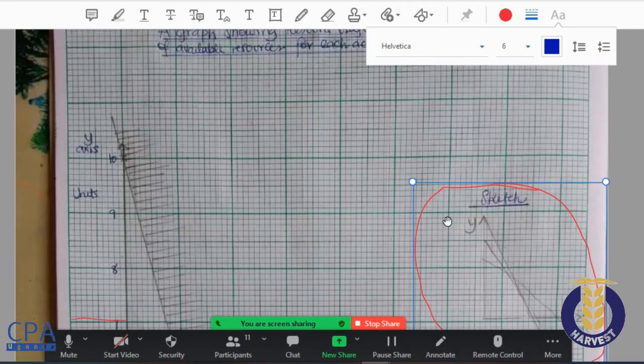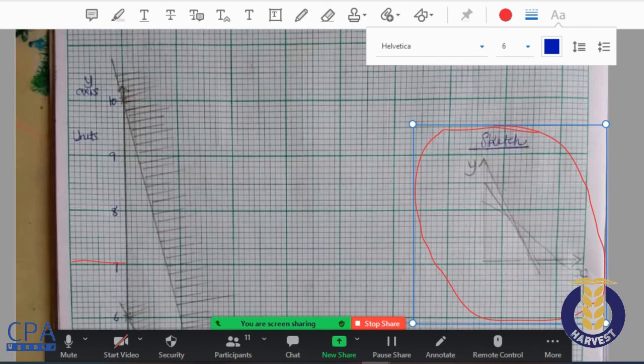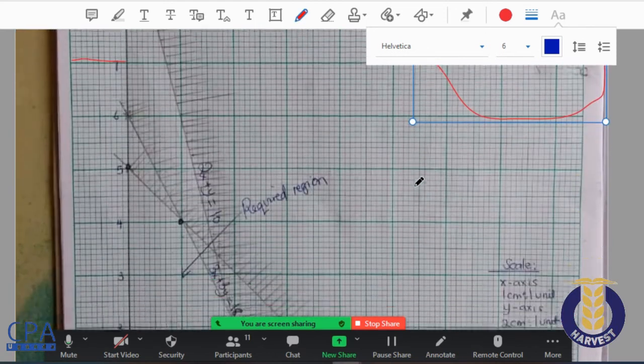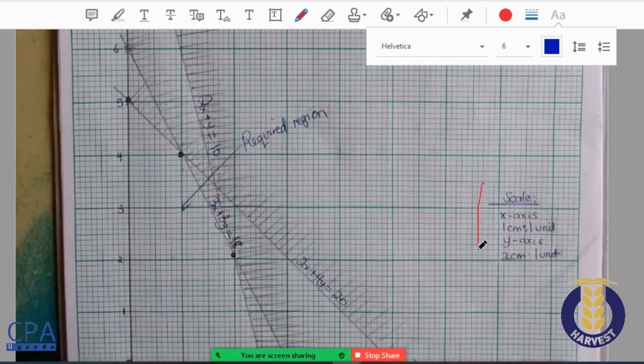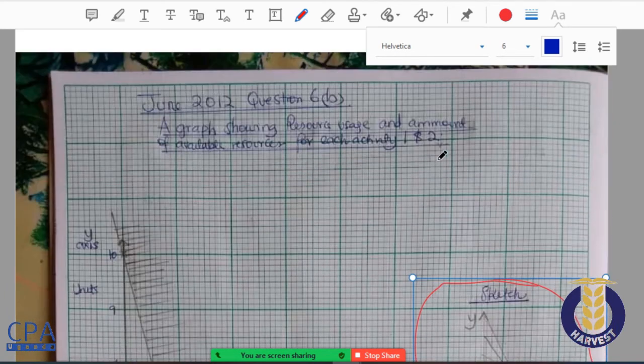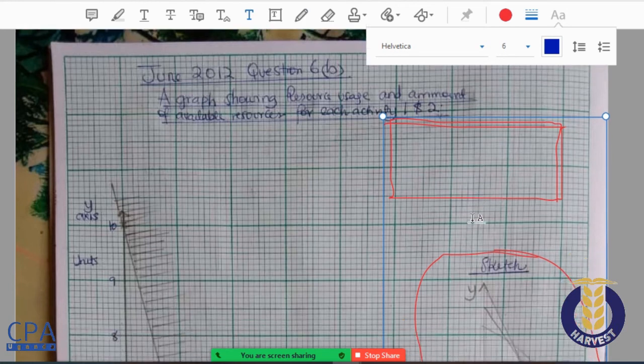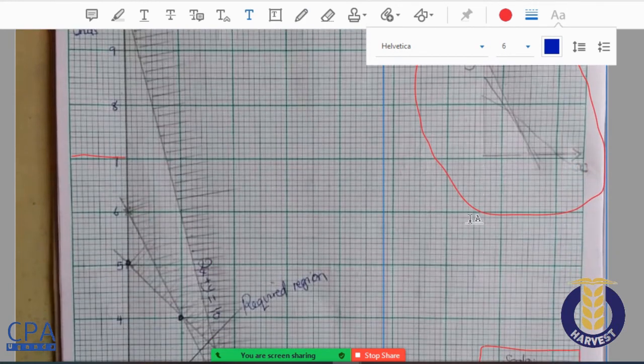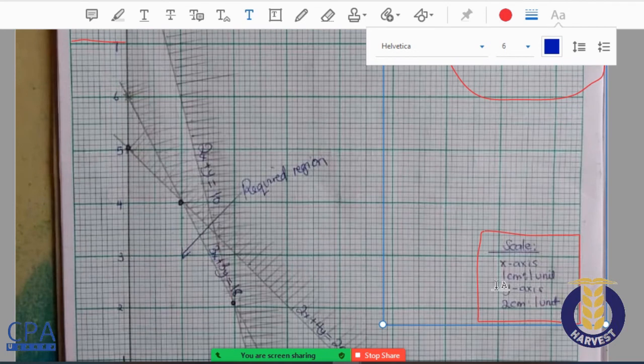Next, the graph must have a scale like this one here. This scale should be in the right hand corner. Make sure your scale is around here, below the title, in this free space. That's where you're going to put your scale. So this student should have shifted the scale up.